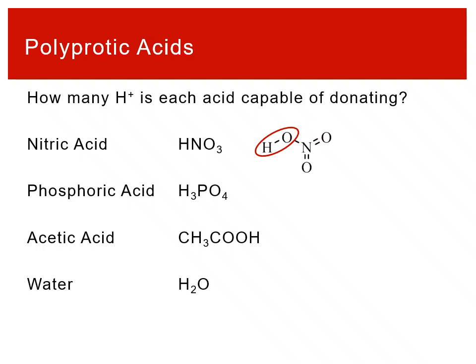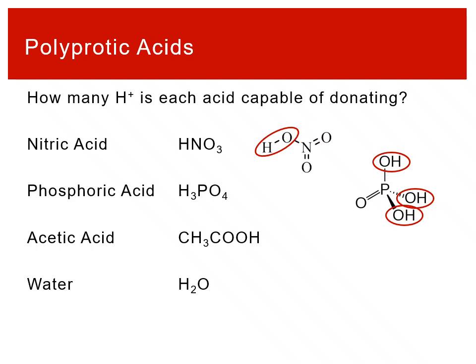Phosphoric acid, H3PO4. When we look at that, we would think, hey, we can probably lose 3 hydrogens, and that is consistent with looking at the Lewis structure. There are 3 hydrogens attached to oxygens in this molecule, and each of them can be lost sequentially. Again, they're all going to be lost one at a time, making each time a new conjugate that can then also continue to lose those hydrogens.